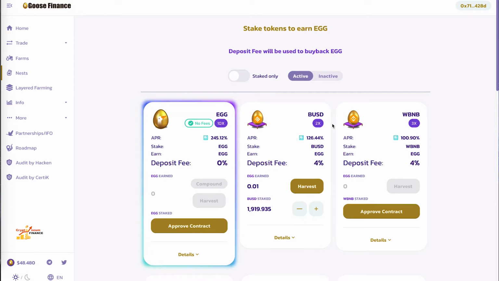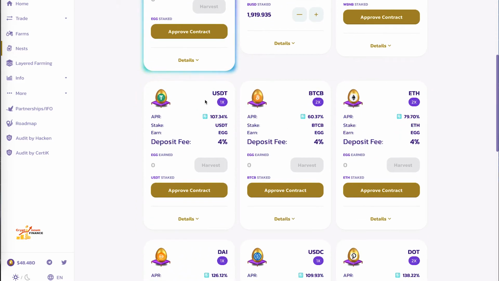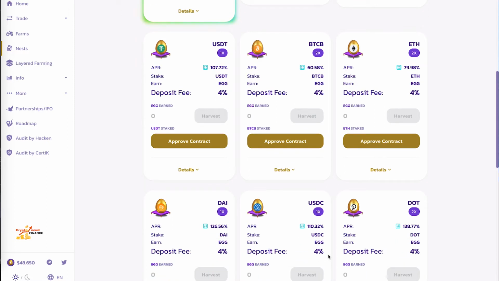So anyways, other stable coins that Goose Finance offers are USDT. They also have DAI, which is equivalent to $1 as well. And then USDC, which is the Coinbase equivalent of $1.